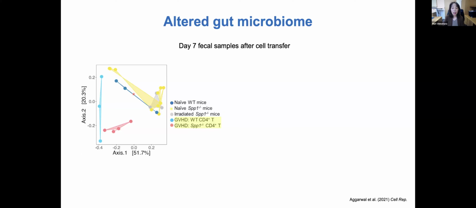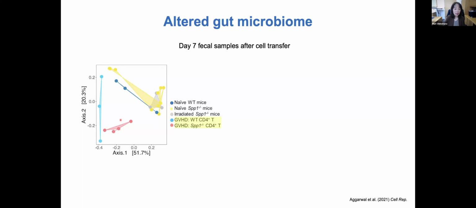It's pretty similar. And then we irradiated SPP1 knockout mice, which are the recipients we use in this model. It shows a little bit of change, but it's still not really widely shifted. But once we induce the GvHD, in both wild type and knockout transferred CD4 T cell recipients, we found pretty big shifts from the original distribution of the components of the microbiome.